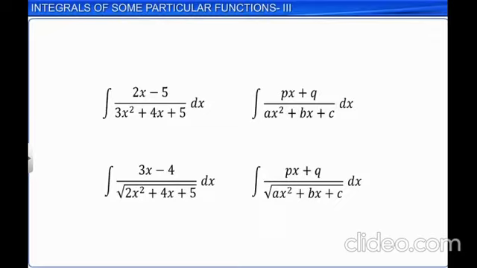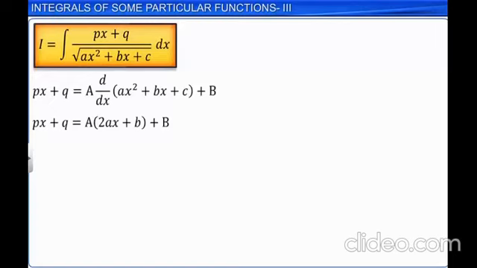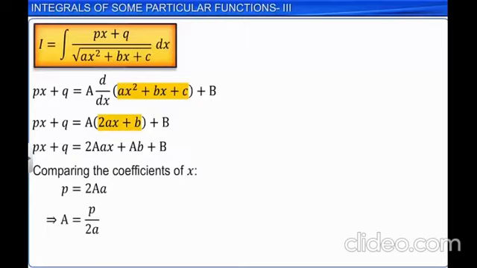Now, let us evaluate another type of integral, which is as shown here. To evaluate the integral of (px + q) divided by the square root of ax² + bx + c dx, we express the numerator as A multiplied by the derivative of the denominator plus B, where A and B are constants. The derivative of ax² + bx + c is equal to 2ax + b. On comparing, we get A = p/2a.